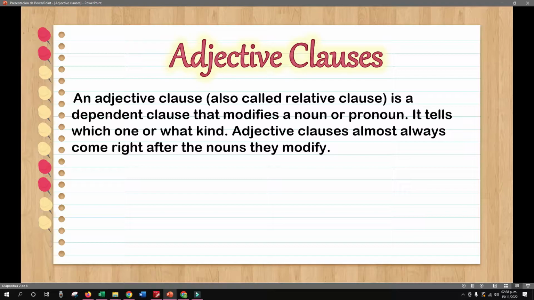So this is almost the same, but we're going to use the words who, that, which, or whose, depending on the information of the sentence, to modify a noun or a pronoun, ok? Entonces, ¿qué nos dice acá? Las adjective clauses casi siempre van después del nombre que esa clause o que esa oración está modificando, ¿ok?